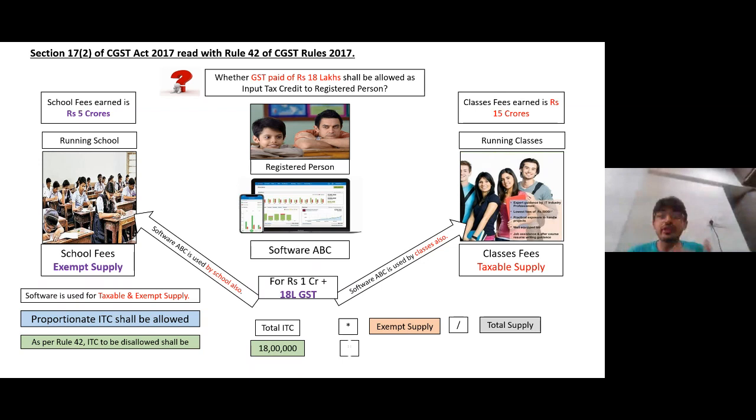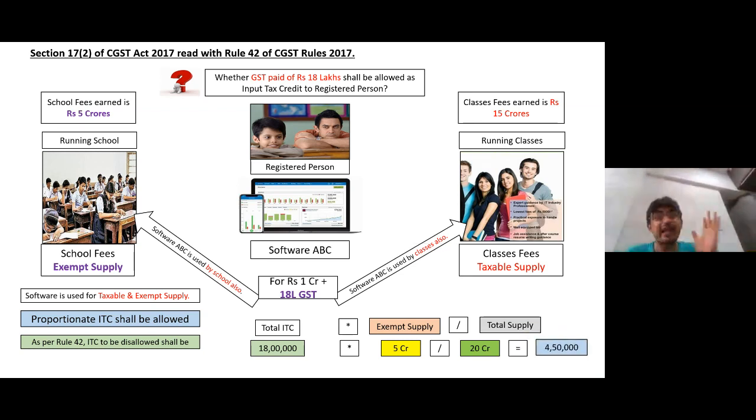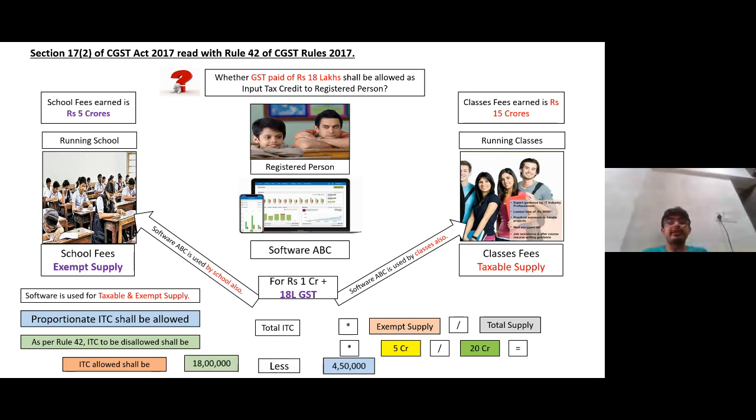So out of 18 lakh, what is the exempt turnover? 5 crore. What is the total income of Amir? 5 plus 15, 20 crore. So out of 18 lakh, 4 lakh 50 thousand ITC shall be disallowed. And he shall be eligible for 18 lakh minus 4.50 lakh, so 13 lakh 50 thousand ITC shall be allowed. Getting it? So please understand, this applies when you are supplying taxable income as well as exempt income.